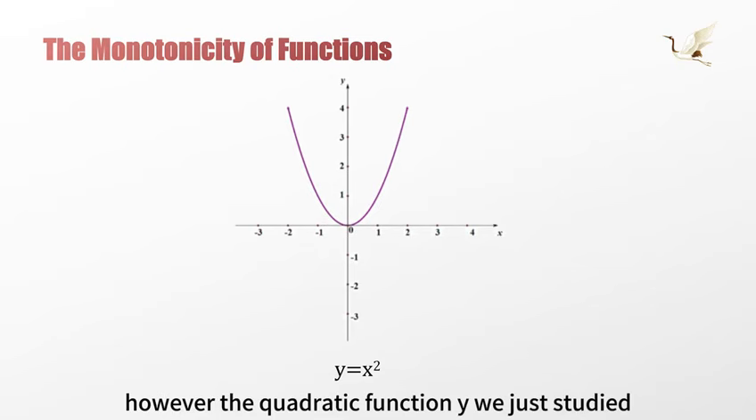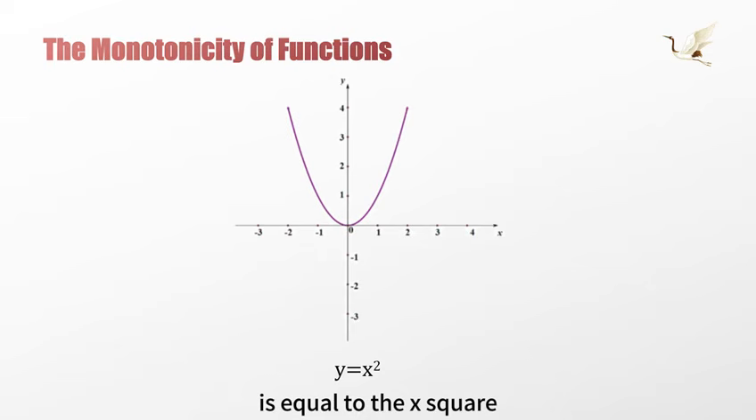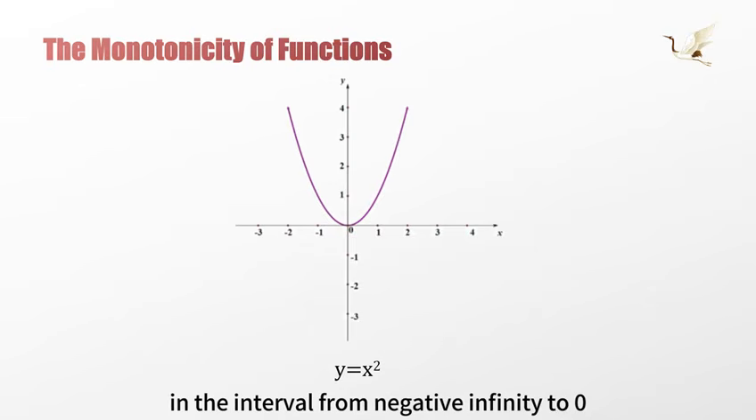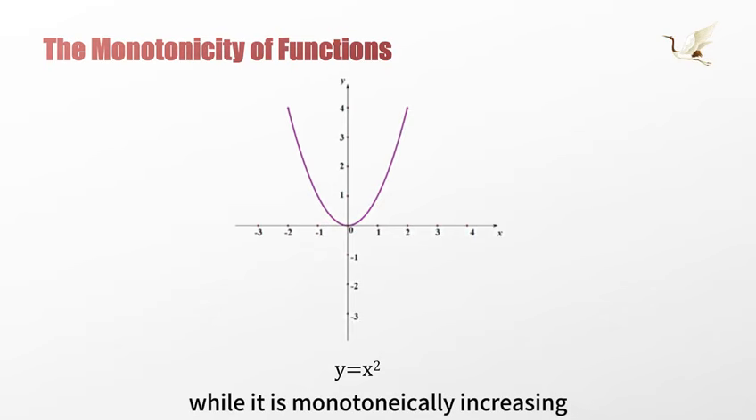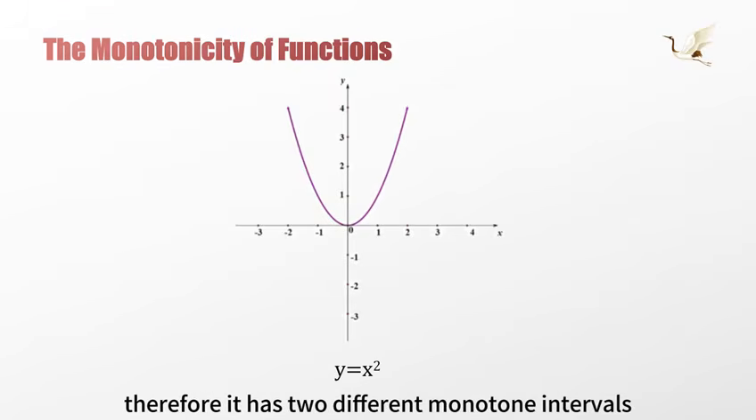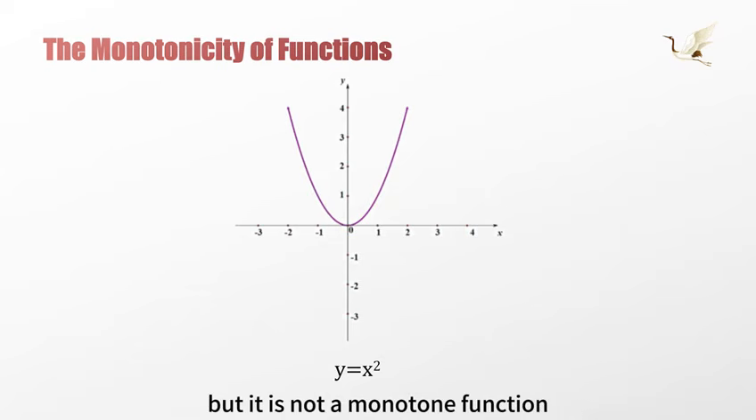However, the quadratic function y equals x squared that we just studied is monotonically decreasing in the interval from negative infinity to 0, while it is monotonically increasing in the interval from 0 to positive infinity. Therefore, it has two different monotone intervals, but it is not a monotone function in the domain.